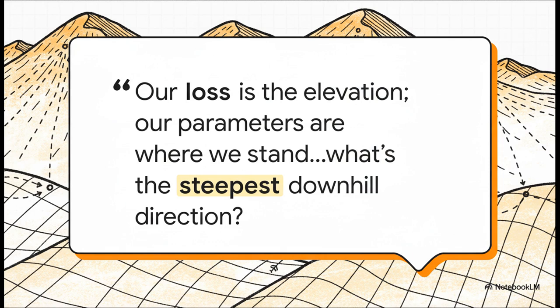I love this quote because it just nails the concept. The loss of our model, how wrong it is, that's like the elevation. The settings of all those millions of parameters, that's our exact location on this landscape. All we want to do is find the lowest possible valley, the point with the least error. And gradient descent is the algorithm that, from wherever we're standing, points out the absolute steepest way down.